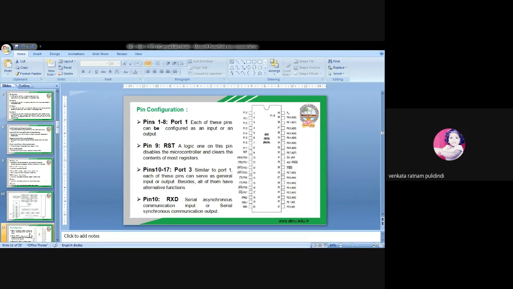Now we go to the pin configuration. The same things are repeated here, but here we study what the pins are. This is the pin diagram of the 8051 microcontroller, from pin 1 to pin 8.